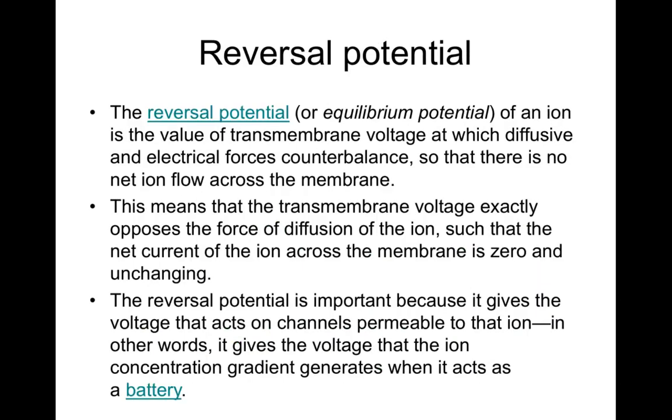So the reversal potential or equilibrium potential of an ion is the value of the transmembrane voltage at which the diffusion and electrical forces counterbalance. So there's not going to be a net ion flow across the membrane. This means that the transmembrane voltage, the potential difference between the outside and inside of the cell membrane, exactly opposes the force of the ion diffusion, so that the net current across the membrane is zero and does not change. Now this is important because it gives the voltage that acts on channels that are permeable to that ion. In other words, it gives the voltage that the ion concentration gradient generates when it acts like a battery.